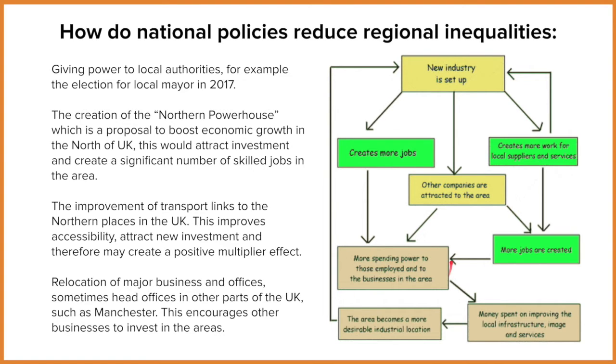So more locals have increased spending power, so they're going to start spending in the local shops and the local economy, which then means that the local council has an increased amount of money from tax to develop the infrastructure of the area, improve the image of the area, and develop some more services like bus routes. And then that means that this area has become more desirable, both on an industrial level to encourage more businesses to set up, but also to maybe encourage more people to come and live in the area as well.